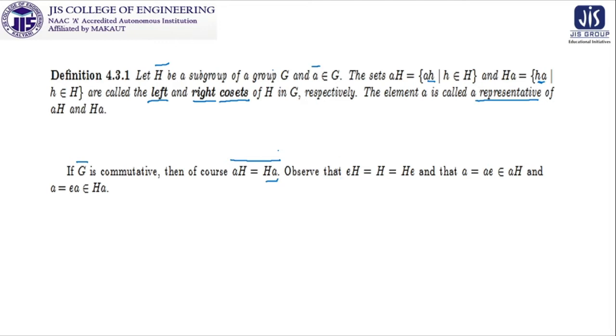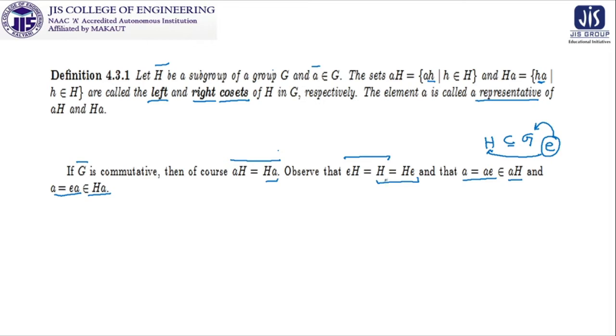Now our observation is that eH, where e is the identity element, is H, because H has elements which are also present in G, where e is the identity element of G. So e must be the identity element of H, and eH will be H. Whether e is applied from the left-hand side or right-hand side doesn't matter. And a equals ae obviously is in aH, and a equals ea is in Ha, because this structure falls into this category.